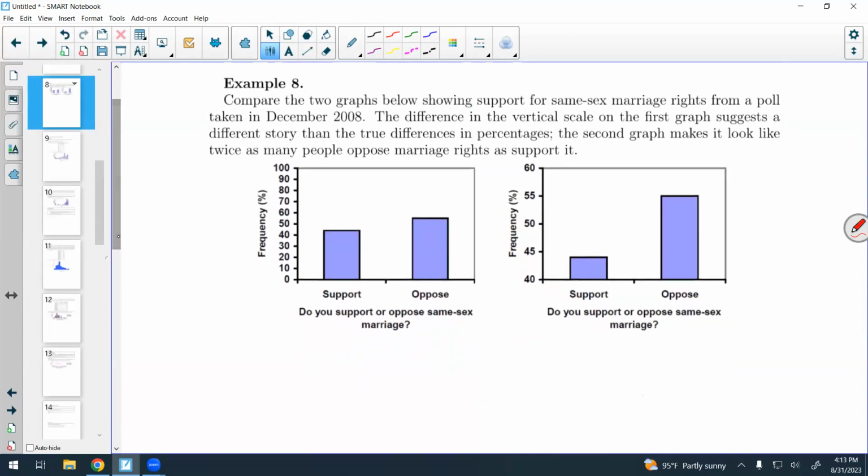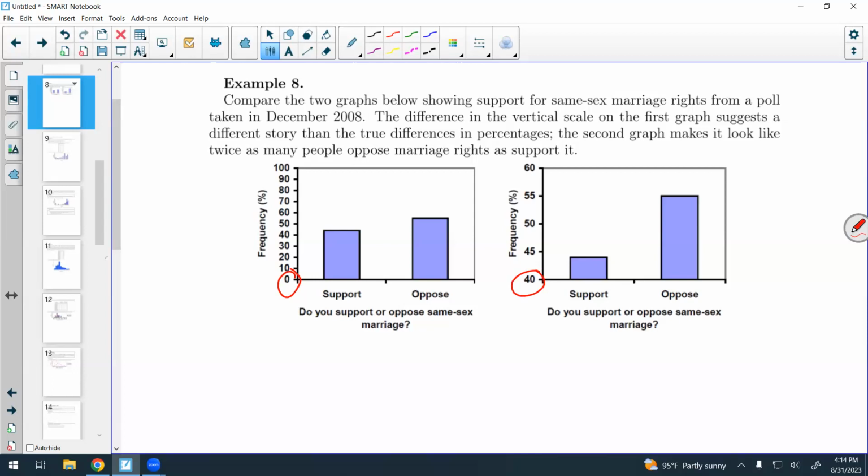Another way, I think the saying is statistics don't lie, statisticians do. Or actually, it's the people that use the statistics more than the statisticians. So here we have two graphs showing support for same-sex marriage rights from a poll taken in December of 2008. But notice the vertical scale. This one starts at 0 and is nice and evenly spaced out by 5. I guess that's percentages. This one, however, starts at 40.